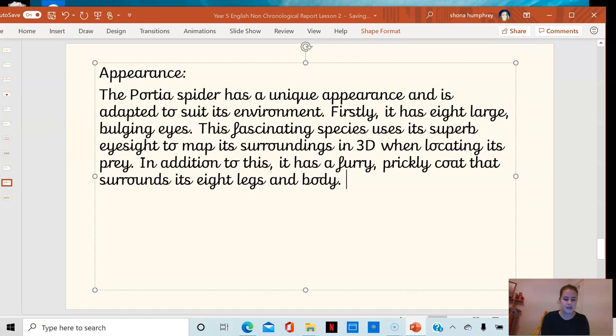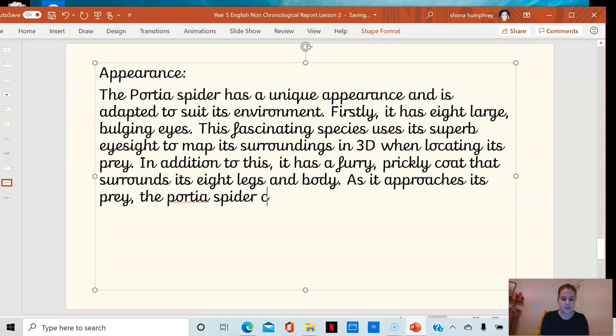Okay. Now, "as it approaches," so I'm now going to move my subordinate clause for my complex sentence to the beginning of my sentence this time around. So, "As it approaches its prey," and I need my comma in here now. Now I'm going to have to explain this as the Portia spider, otherwise people are going to get confused. So, "the Portia spider camouflages," so I'm already using my vocabulary in here, "camouflages with its surroundings."